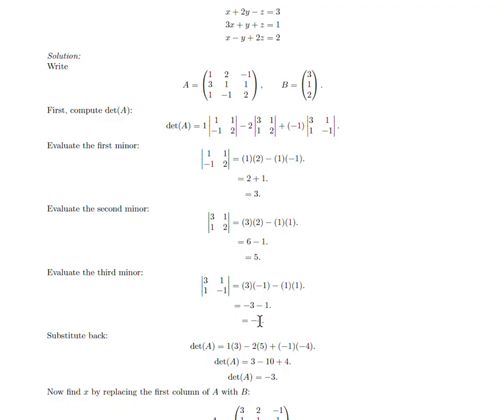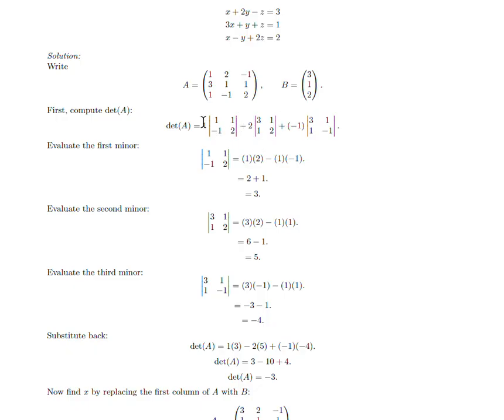plus minus 4, and then we'll multiply them by those numbers that were on those places that determined where we deleted the entries 1, 2, and minus 1. You can see the alternation of the signs here clearly, minus and then plus.